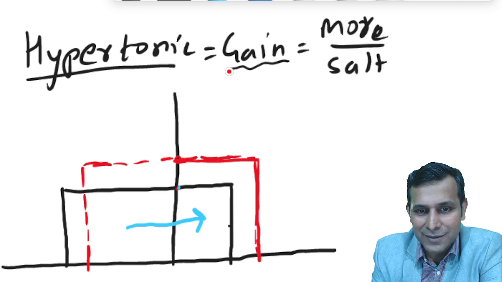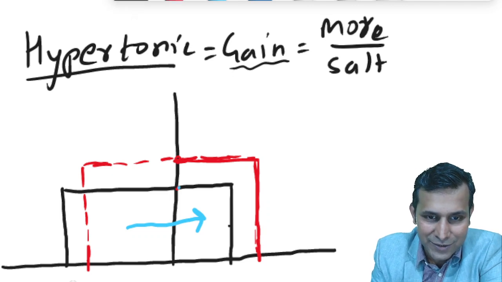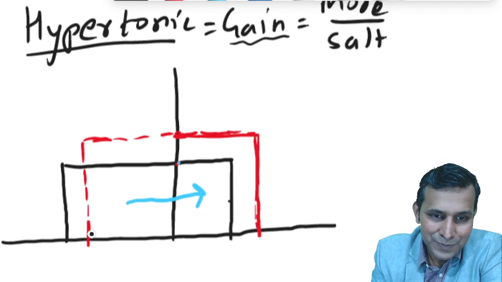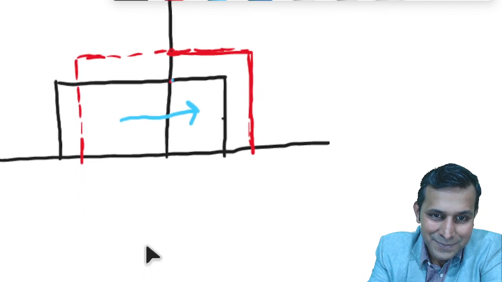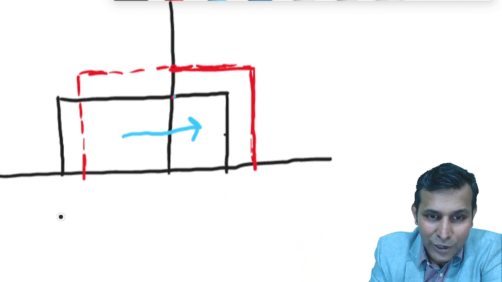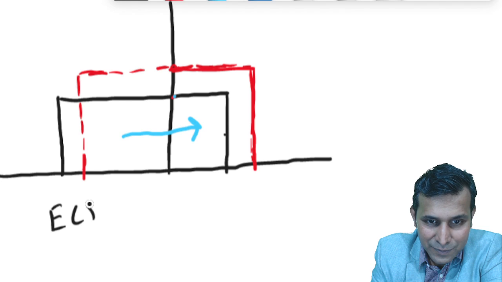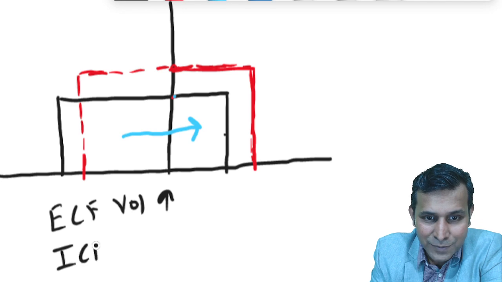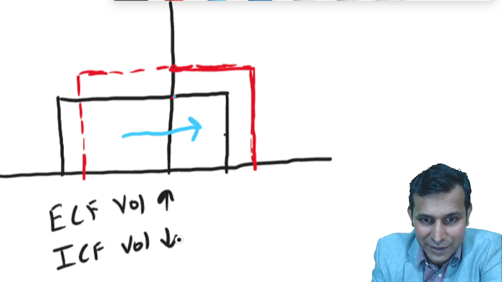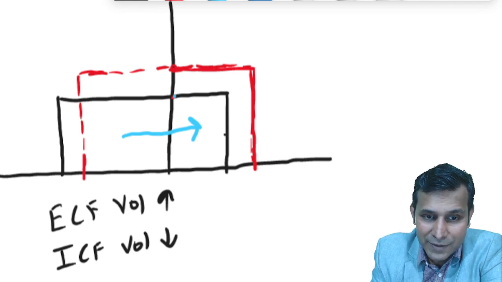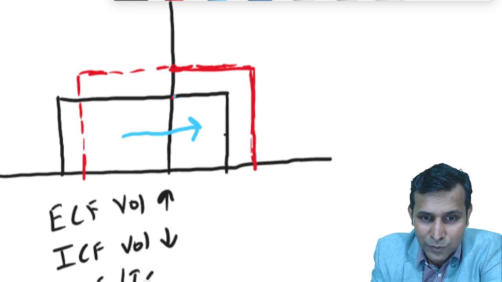So keeping these changes in mind, we'll write down what the changes are here. The changes which are visible in hypertonic gain, remember, it's a hypertonic gain: ECF volume increased, ICF volume decreased, and ECF and ICF osmolarity overall increased.